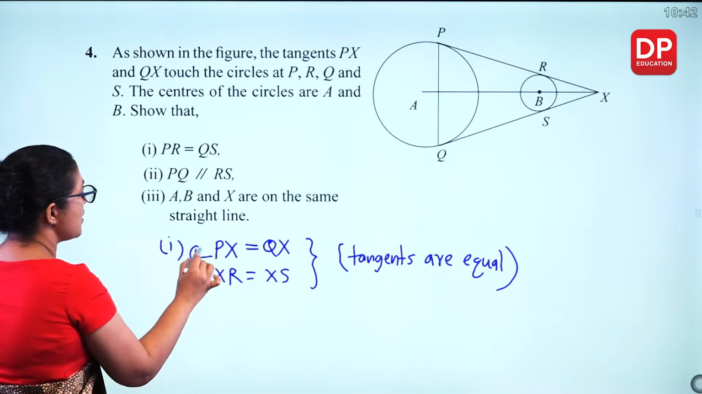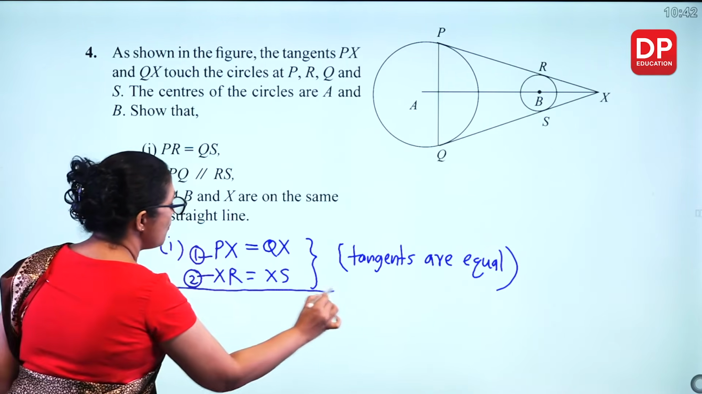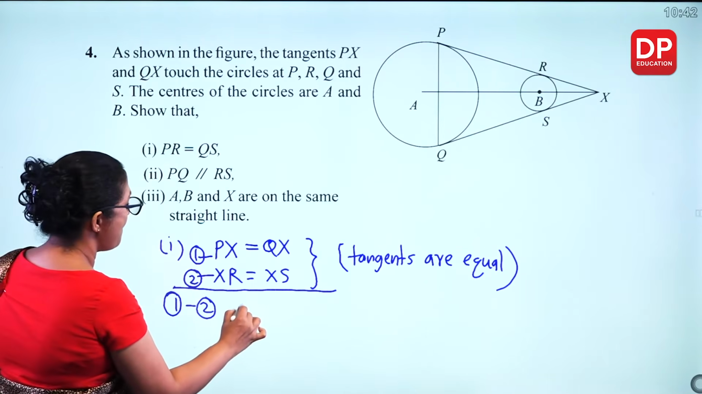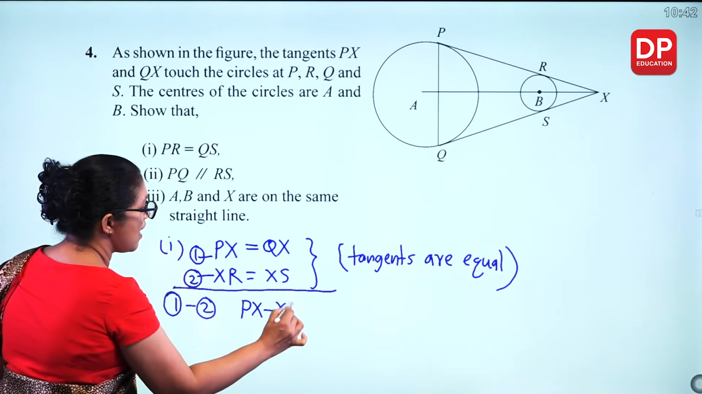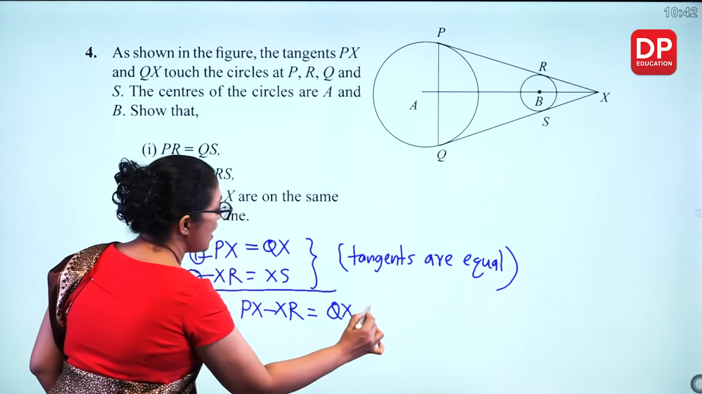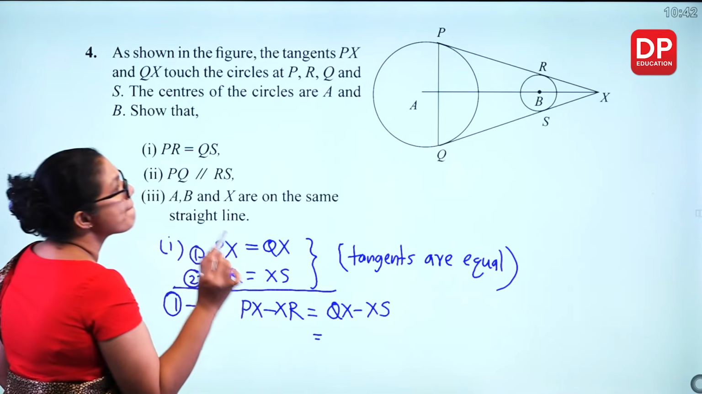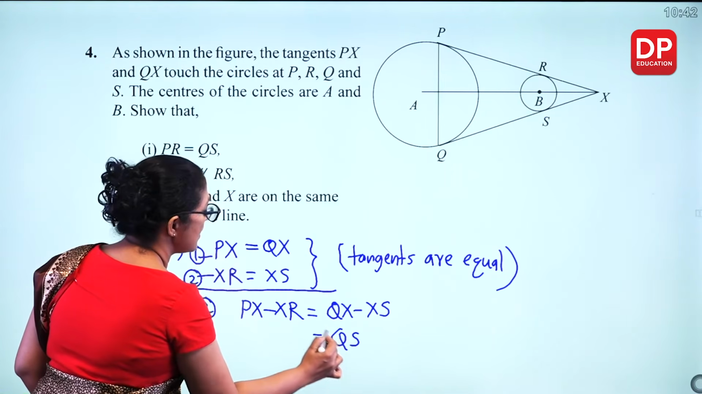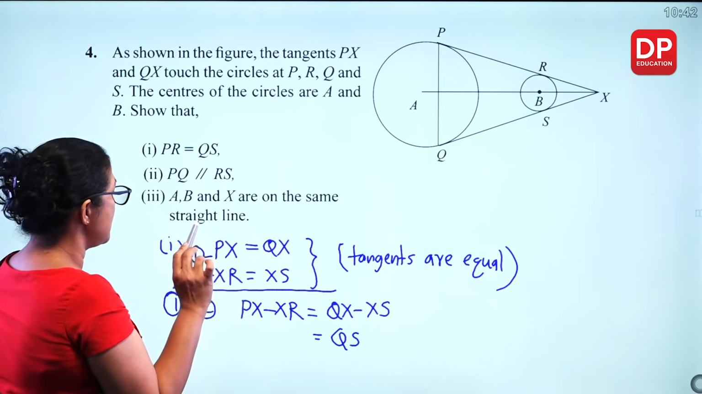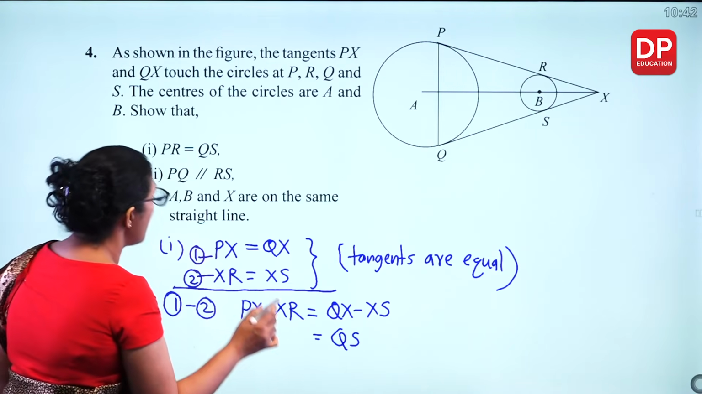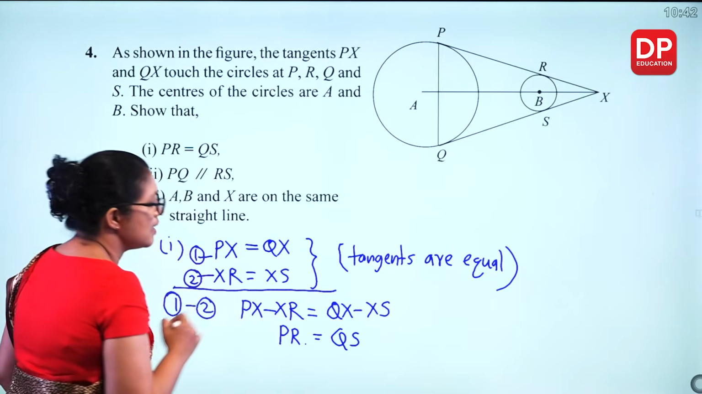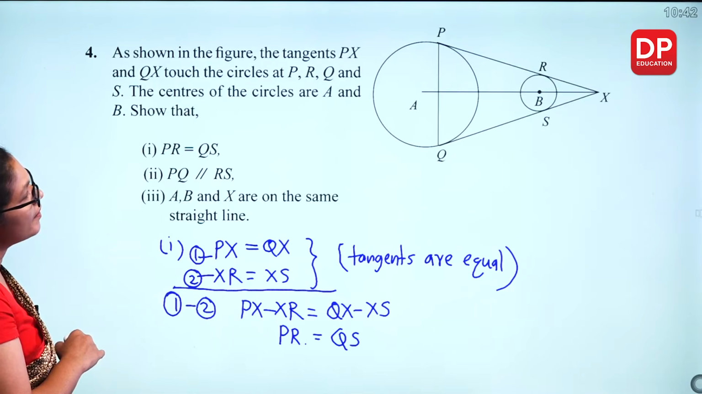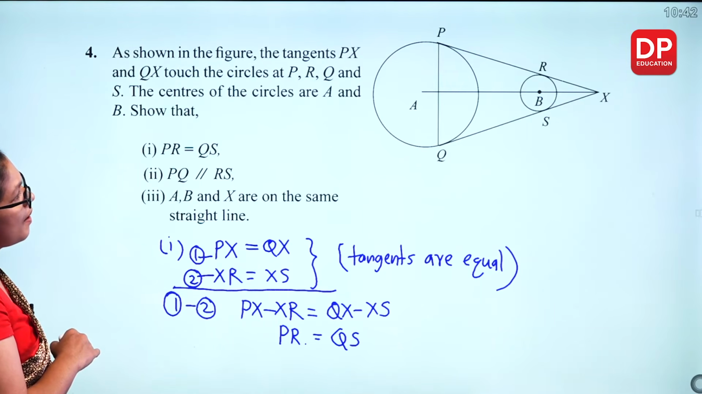We'll take this one as 1, this one as 2. We'll subtract these two. When you subtract, what happens? PX minus XR, QX minus XS. QX minus XX becomes QS. PX minus XR becomes PR. So PR equals QS.